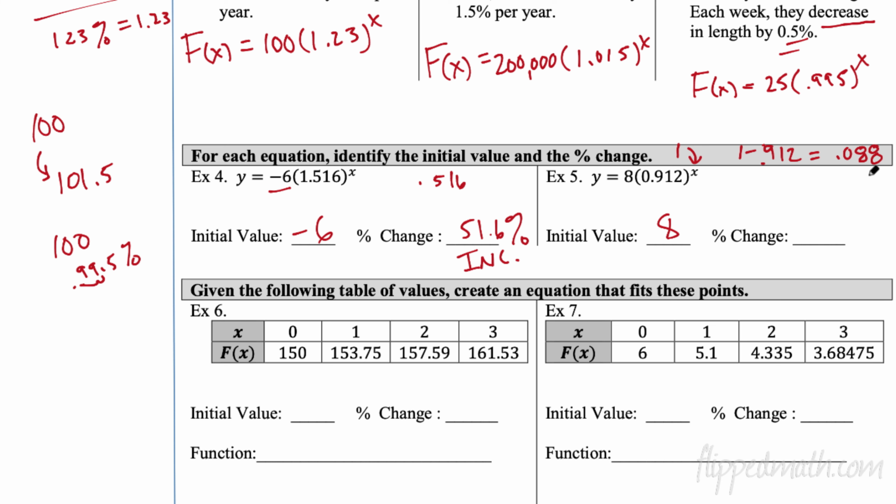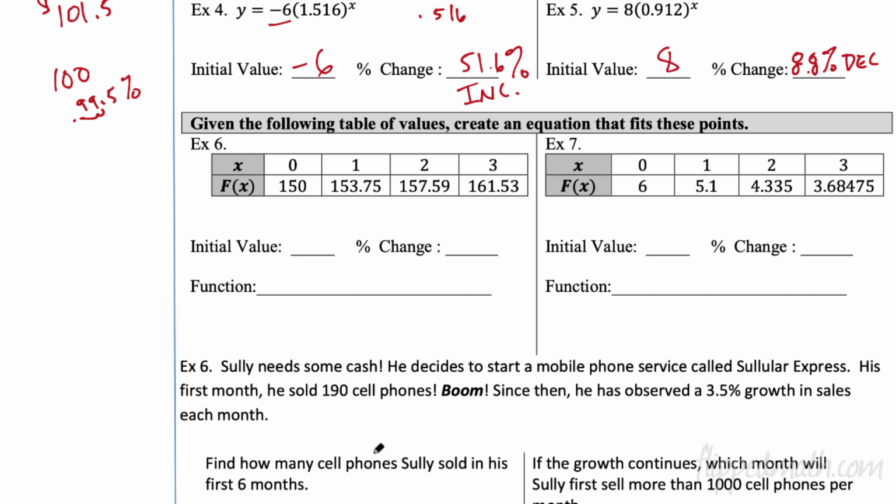All right, so this is what the decimal would be. How do we change it to a percent? We move it over 2. We get 8.8% decrease. We need to identify whether it's an increase or a decrease. Now, what do we do if it's a table? Well, tables. Come on now.